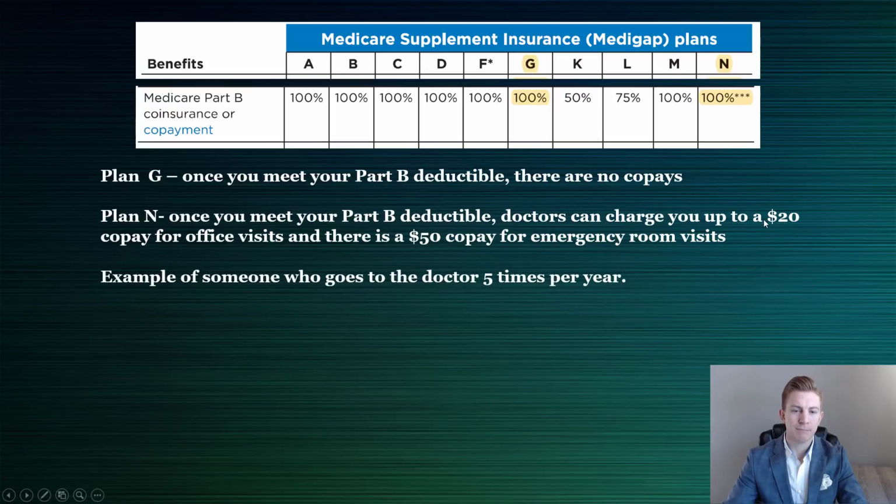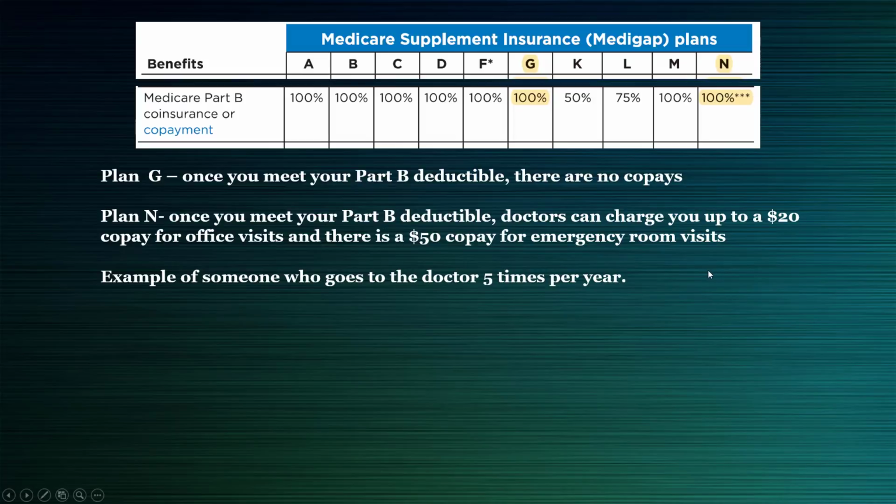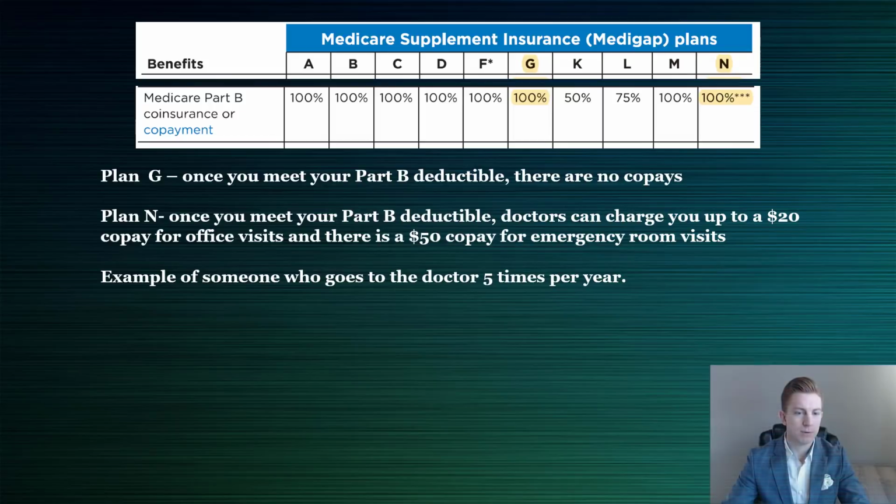So let's use an example of someone who goes to the doctor 5 times per year. I'm going to use this example just to look at doctor visits because folks that go to the emergency room is so less frequent. It really doesn't play a part in the plan comparison and how these numbers break down. So keep that in mind. We're going to look at just the doctor visits and how that would work. So for this example, again, we have someone who will go to the doctor 5 times per year.